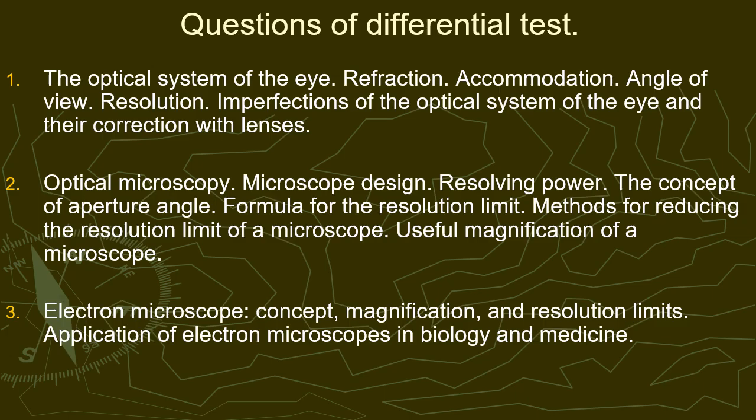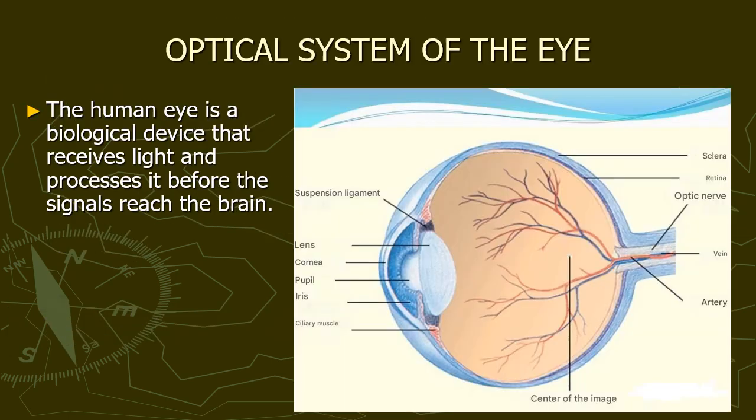Well, here's the last question. It will also be considered in our lectures today. This is an electron microscope. In other words, all these questions will be considered at the lecture today, but maybe something will remain for independent study. So, well, the first thing we need to consider today is the optical system of the eye.